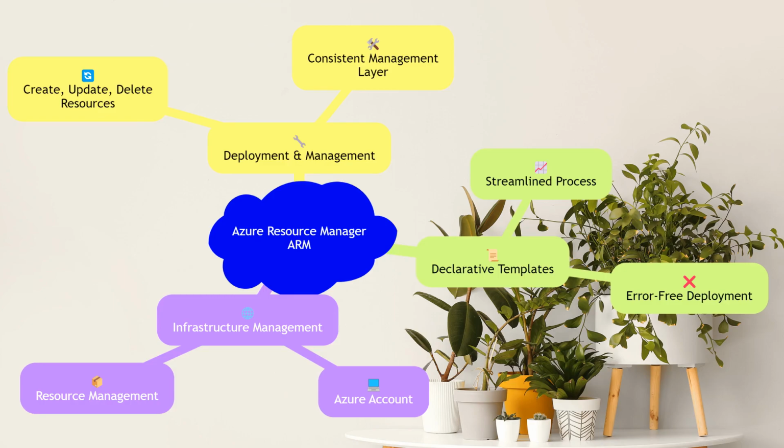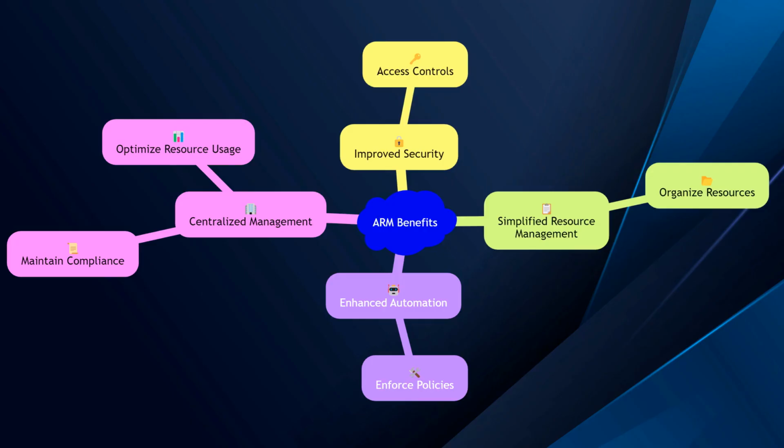Azure Resource Manager (ARM) is the deployment and management service for Azure. It provides a consistent management layer that enables you to create, update, and delete resources in your Azure account. ARM allows you to manage your infrastructure through declarative templates rather than scripts, ensuring a more streamlined and error-free deployment process. ARM offers several benefits, including improved security, simplified resource management, and enhanced automation.